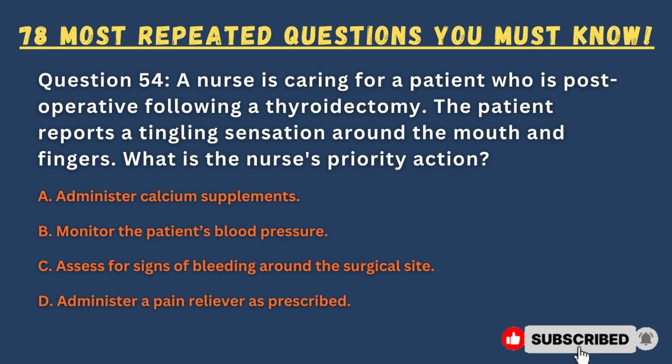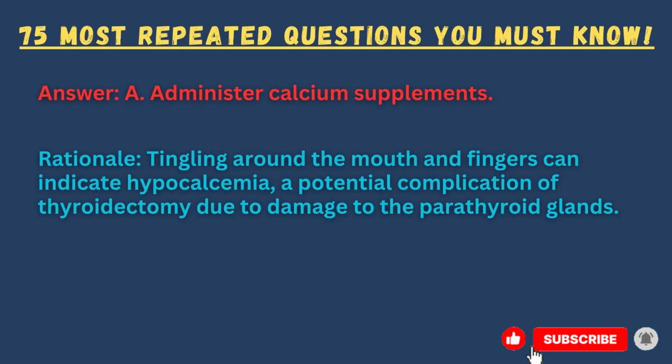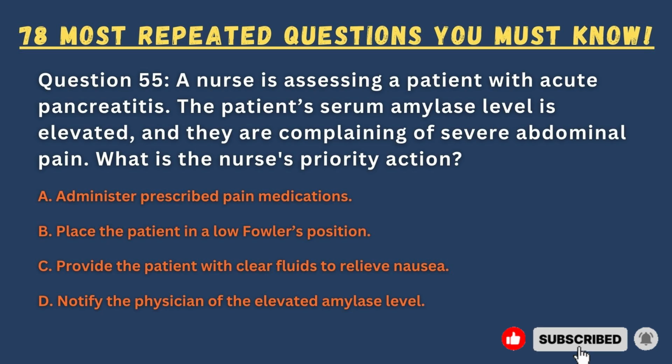A. Administer calcium supplements. B. Monitor the patient's blood pressure. C. Assess for signs of bleeding around the surgical site. D. Administer a pain reliever as prescribed. Answer: A. Administer calcium supplements. Rationale: tingling around the mouth and fingers can indicate hypocalcemia, a potential complication of thyroidectomy due to damage to the parathyroid glands.